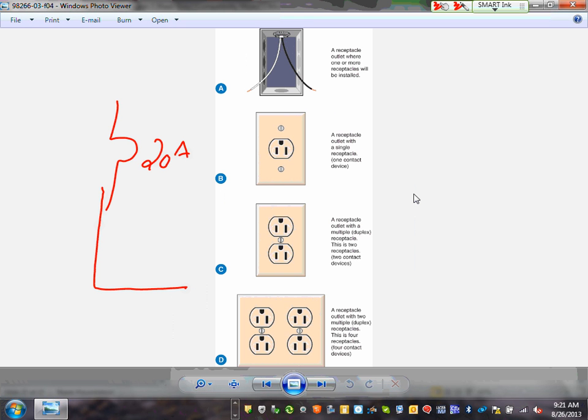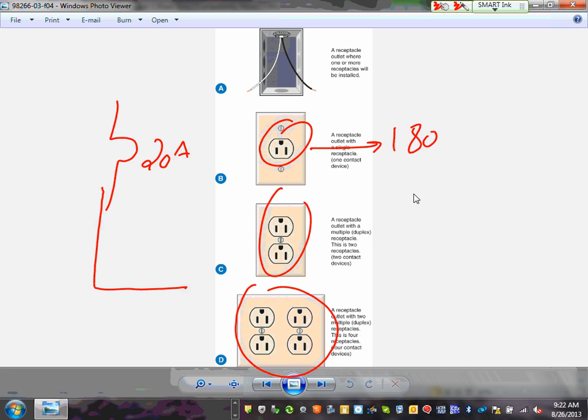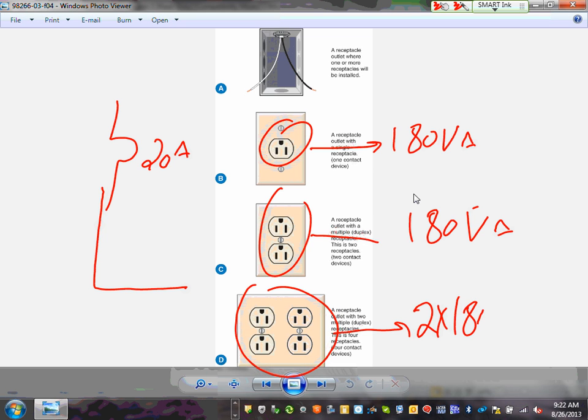A receptacle outlet, guys, can be one outlet, duplex, or quadruplex. When you do the calculation, this is allocated 180 volt-amps. This is 180 volt-amps. This one is 2 times 180 volt-amps when we do the calculation for that. So this is one receptacle. This is one receptacle. These are two. The quad is considered as 2 receptacles.